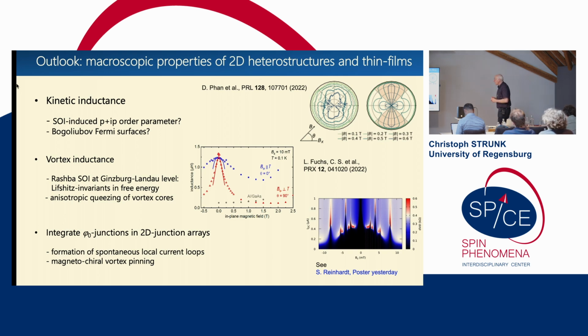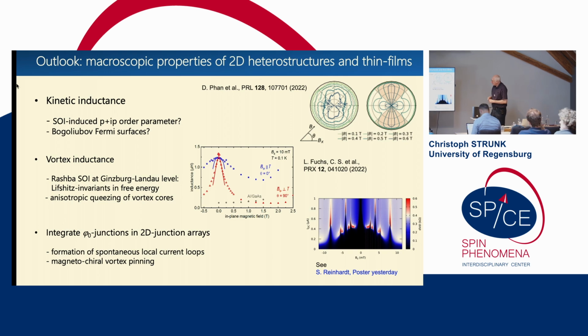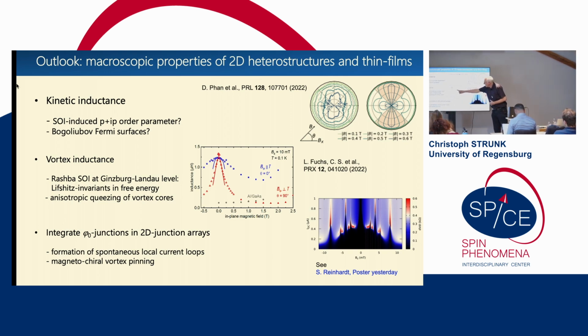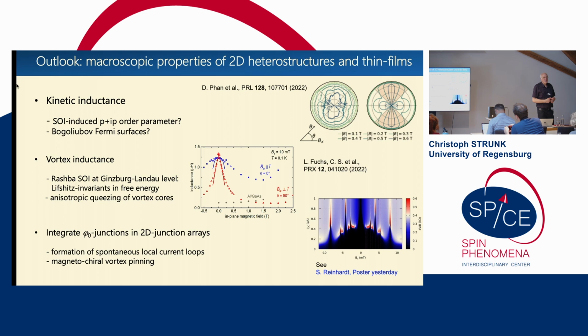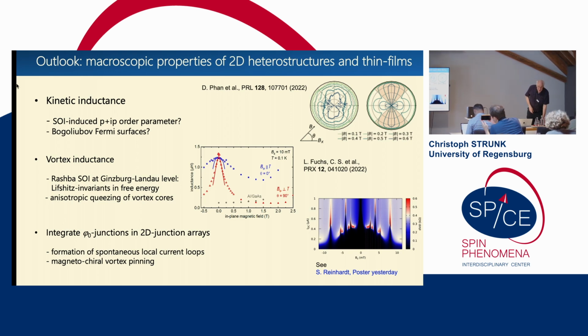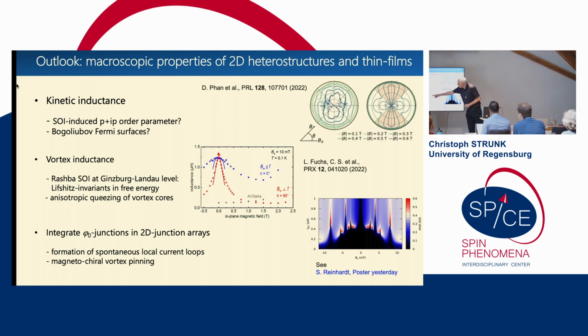Okay, and what turned out is that in a finite in-plane field, this vortex inductance, this curvature, first goes down and second becomes anisotropic. And that is something that can be understood if you include the Rashba interaction at the Ginzburg-Landau level and then solve the vortex problem for this modified free energy. Then you find that these Lifshitz invariant terms, these additional contributions, they squeeze the vortex anisotropically. And if you do this here in gray on a material with weak spin orbit interaction, it's not happening.